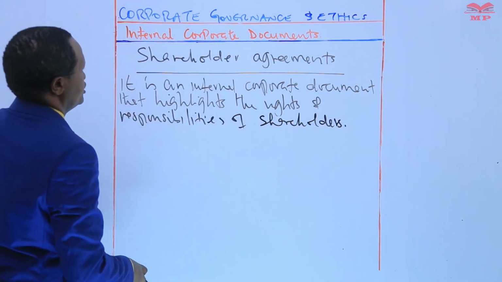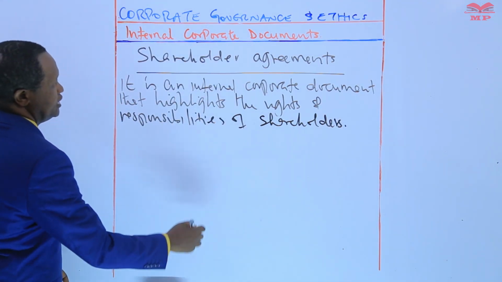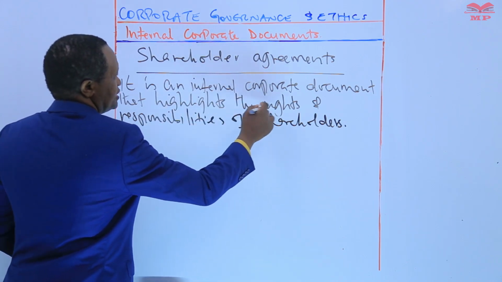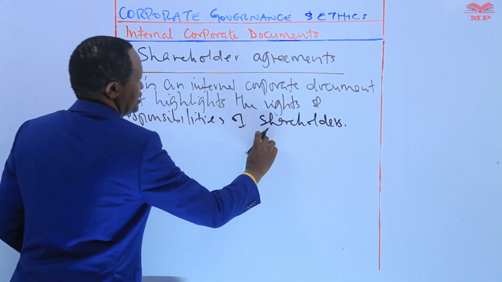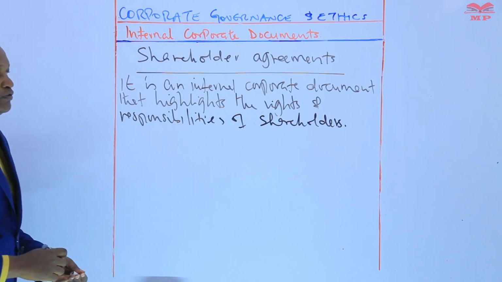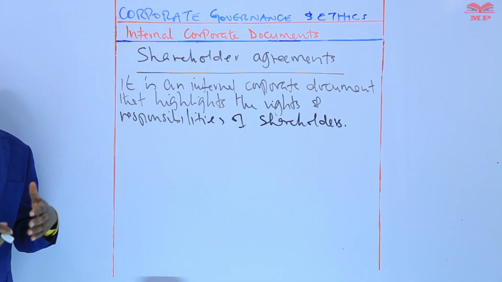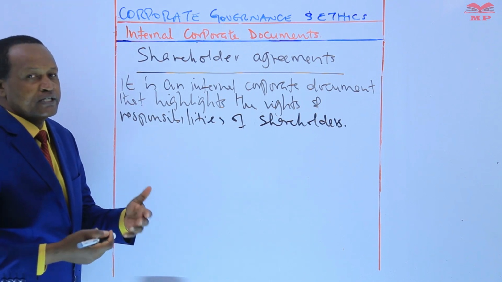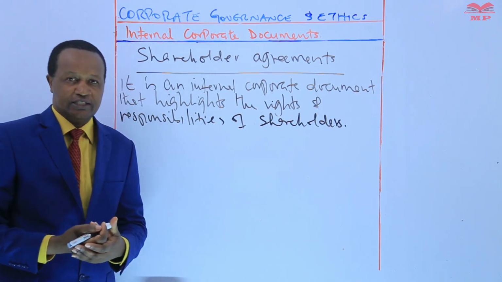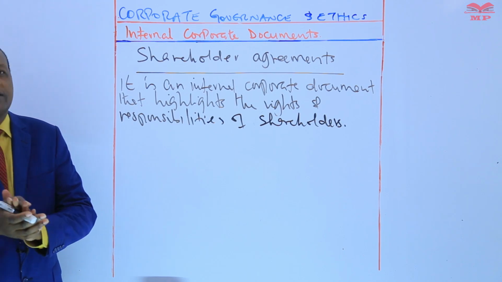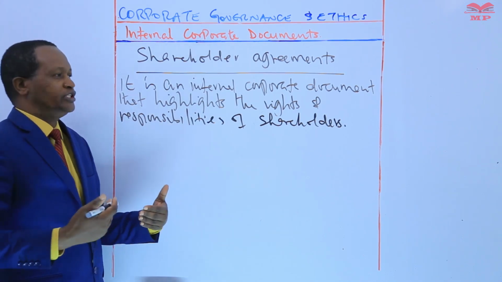So a shareholder agreement is an internal corporate document that highlights the responsibilities and the rights of the shareholders of a company. And while they are not mandatory in Kenya, they are highly recommended, especially for small and medium-sized enterprises or companies with multiple shareholders.